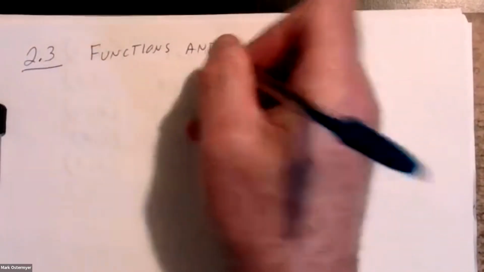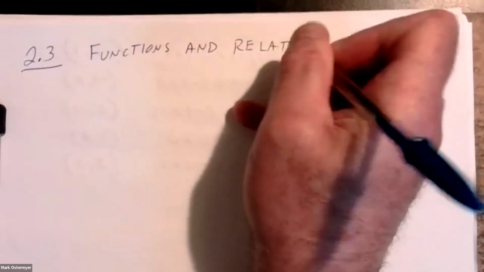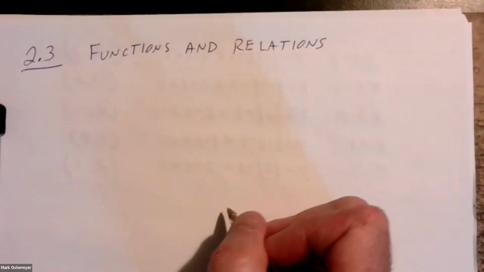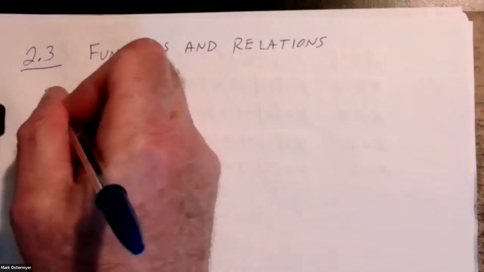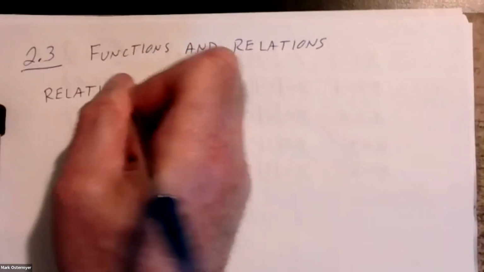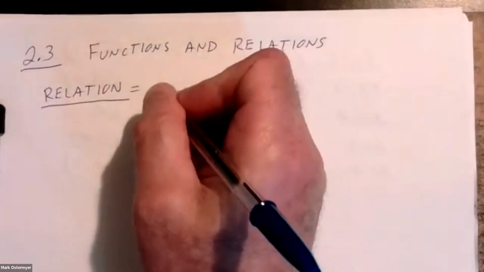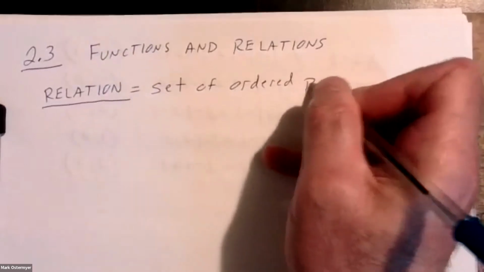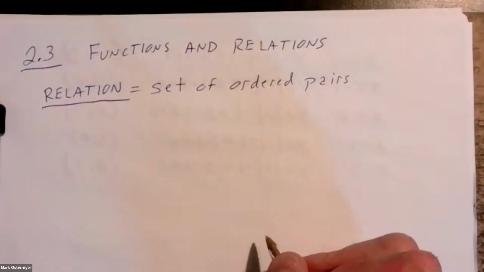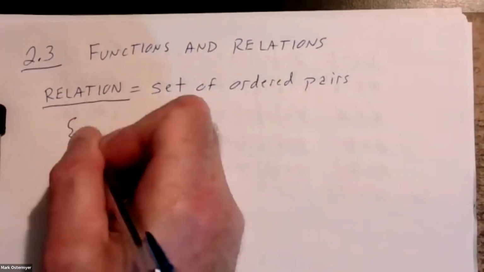I don't know if I'll have time to do anything with the circle in 2.2. Okay, 2.3 is entitled Functions and Relations. People have relations. There's also relations in mathematics too. Okay, I'm going to define what a relation is. A relation's definition is pretty simple. It's nothing more than a set of ordered pairs. So that is the definition of a relation. Here's an example of a relation.